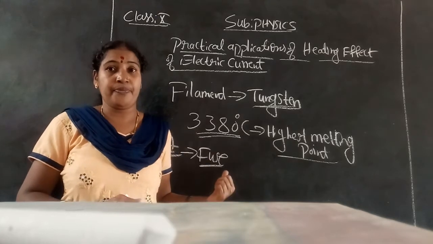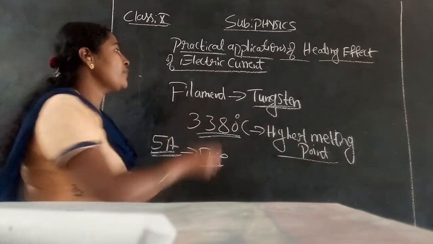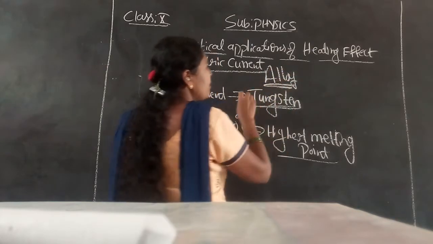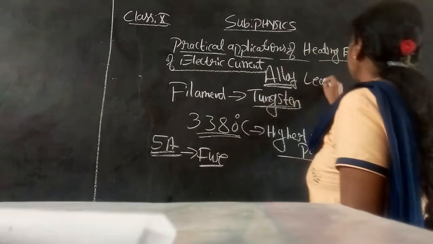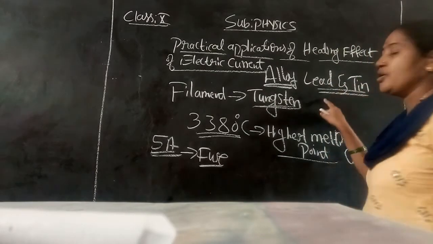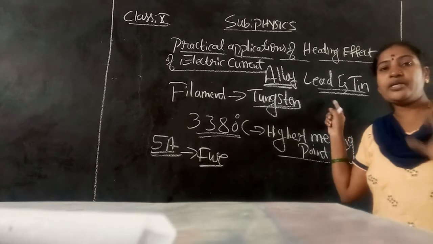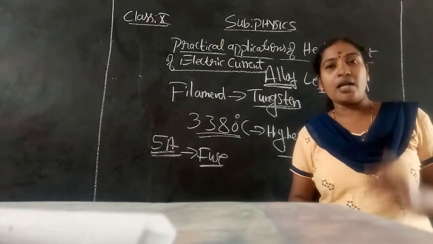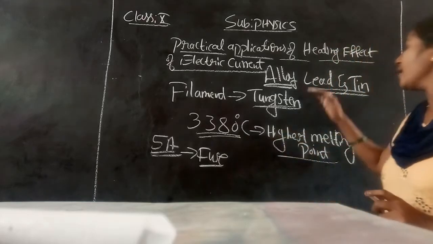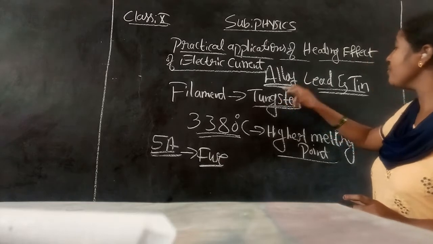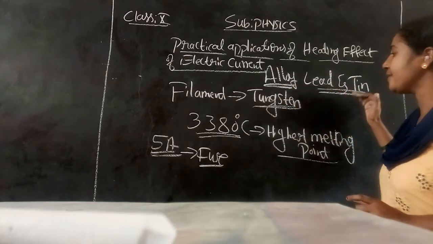What is it made of? Fuse wire is made of an alloy, mainly lead and tin. Lead and tin. It is an alloy. You can check it out in your textbook. They have given details about conductors, insulators and alloys also. So the fuse wire is made of an alloy, mainly lead and tin.